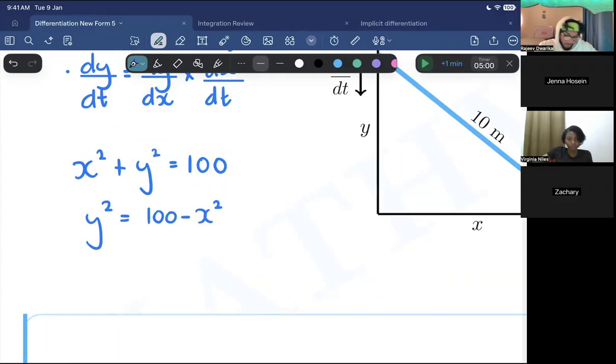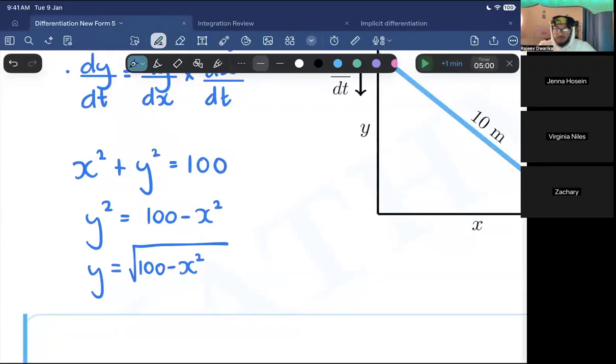Square root it. I would square root both sides, and so y is equal to 100 minus x squared. Sorry, no, minus x squared, and this whole thing would be square rooted. Now, if I square root that whole thing, that's equivalent to raising that whole thing to what power? To the power of a half. So guys, square root is the same thing as the power of a half.